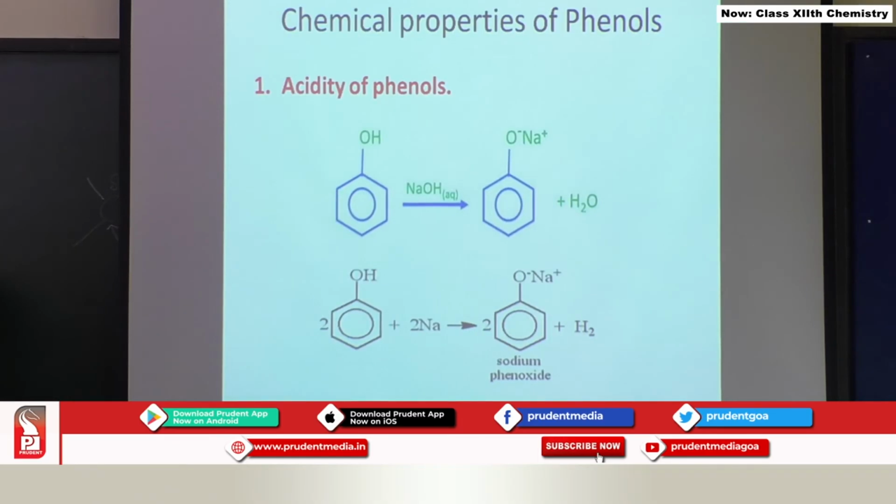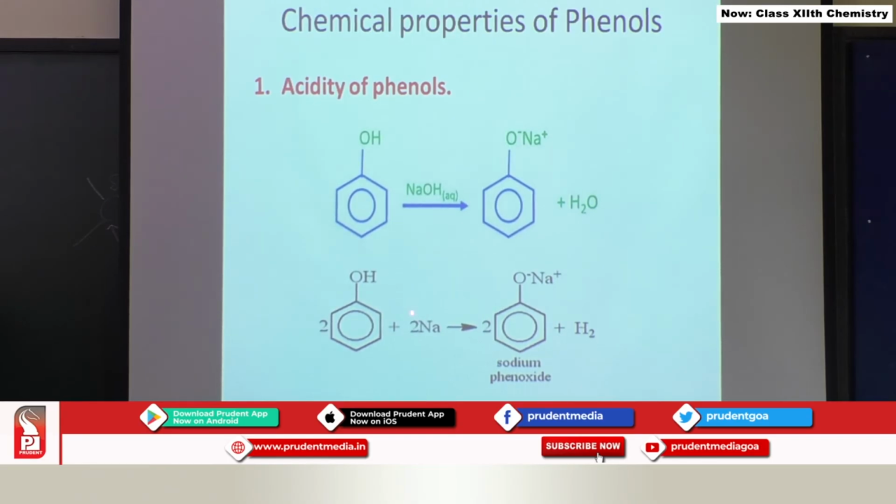Chemical properties of phenols we will see. These are also acidic in nature. We have seen alcohols are acidic in nature, phenols are also acidic in nature. Moreover, phenols are more acidic than alcohols. These reactions are indicative of acidity of phenols. Here when it is treated with sodium hydroxide, you are getting sodium salt of phenol, that is called sodium phenoxide. This is an acid plus base reaction. So, this is indicative of acidity of phenol.